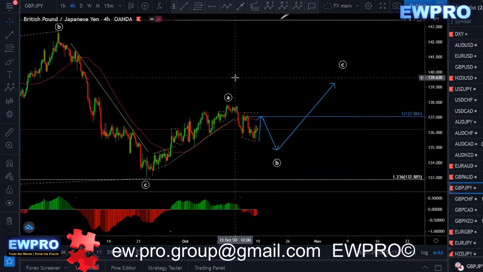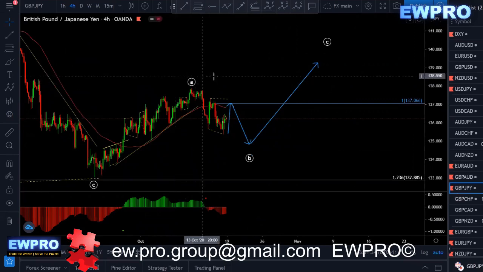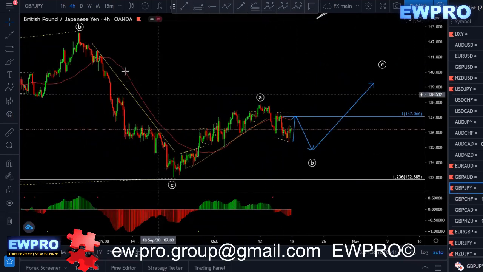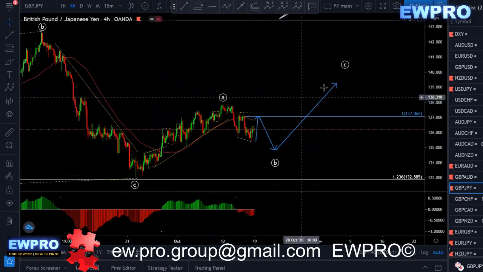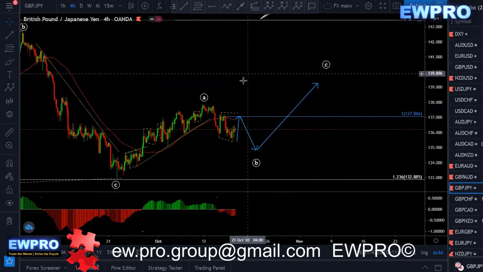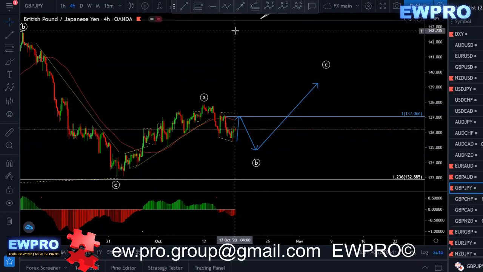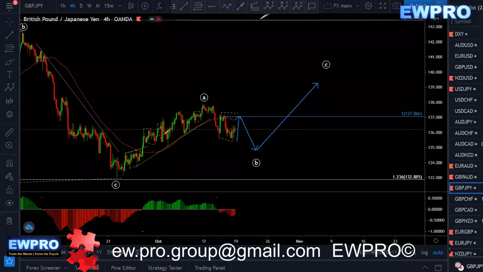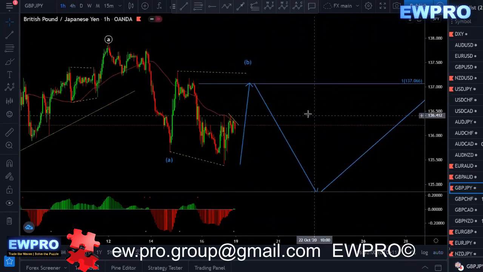GY, we got a nice impulse down. This is all looking corrective like that. GU, I'm looking at this as the B wave. So we get that A, B, C, then look for the short. It's so choppy though. Me personally, I'll just be staying out of it pretty much.